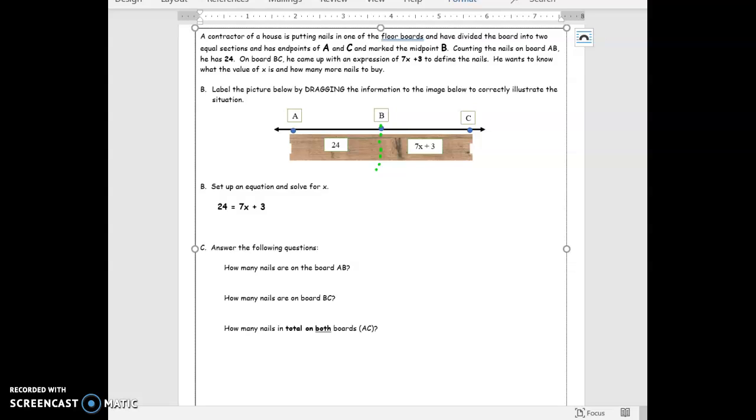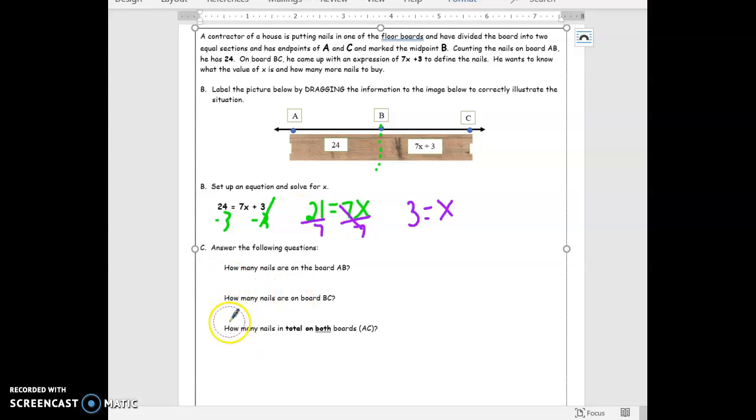So looking at this, this is a two-step equation. We remove addition and subtraction first. So I would subtract 3 from both sides, and I get 21 is equal to 7x. Then I'm doing the division, or I'm sorry, the multiplication there. I would divide both sides. So I get 21 divided by 7 is 3. So the value of x is 3.